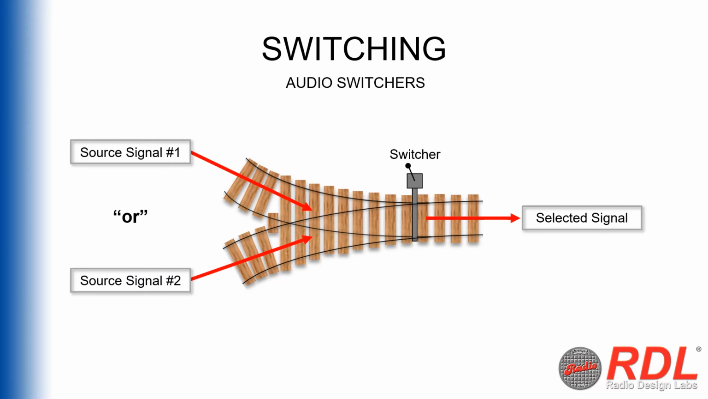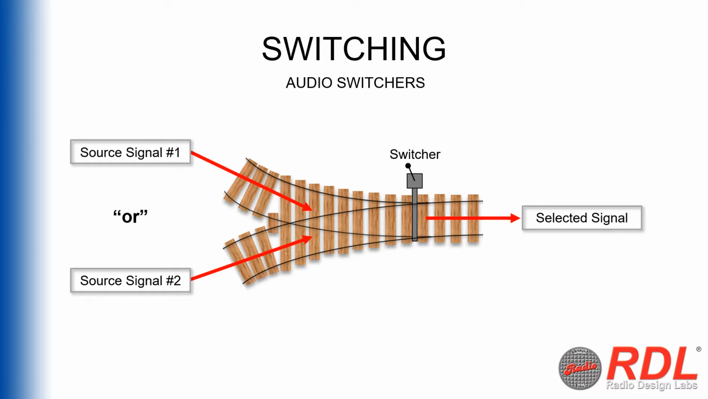Audio switching is the process of selecting one audio signal from 2 or more sources to connect to one destination. This is similar in concept to a railroad switch. 2 trains on separate tracks are wanting to merge onto a single track. The railroad switch at the junction only allows one train to drive onto this track at a time. An audio switcher plays the same role with multiple audio sources.